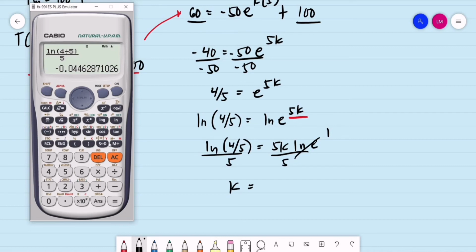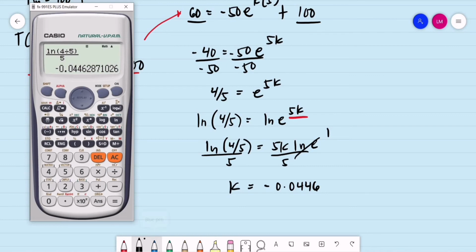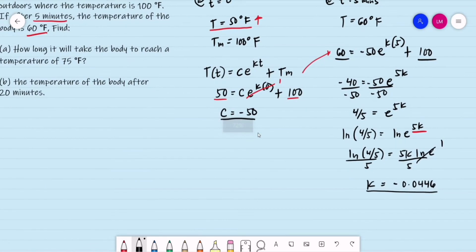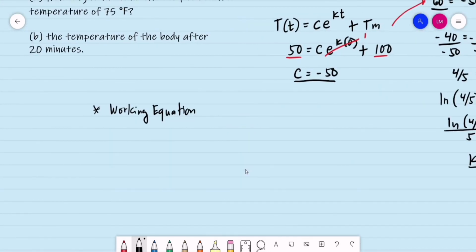That is negative 0.0446, using 4 decimal places. Let's check. So we now have the value of the proportionality constant k. We can now write our working equation.